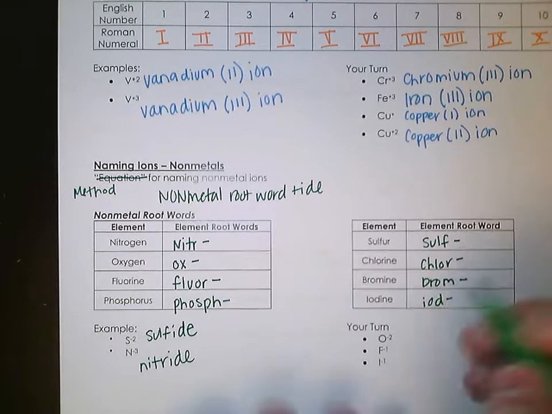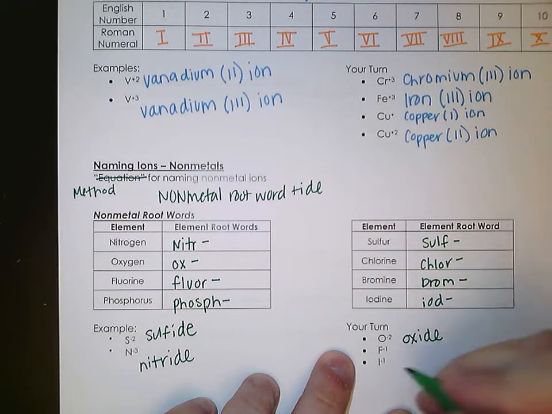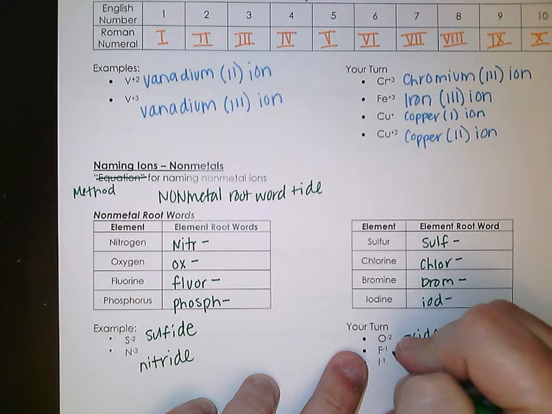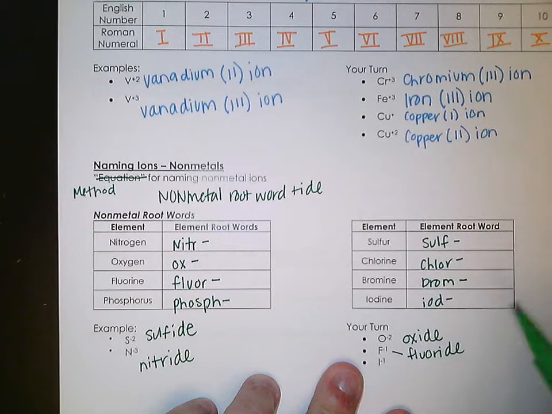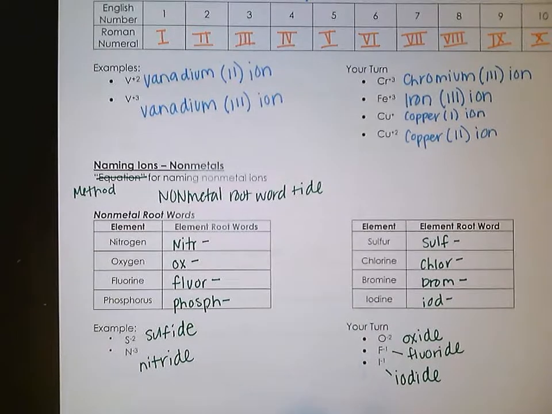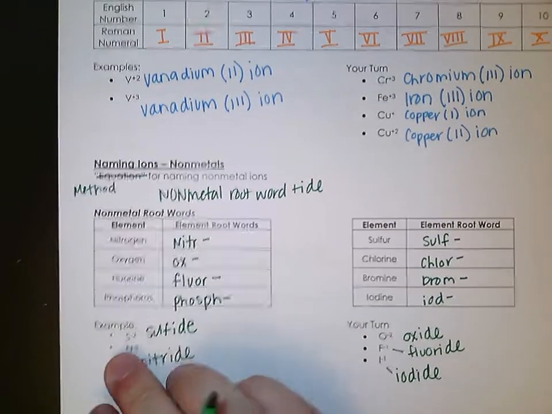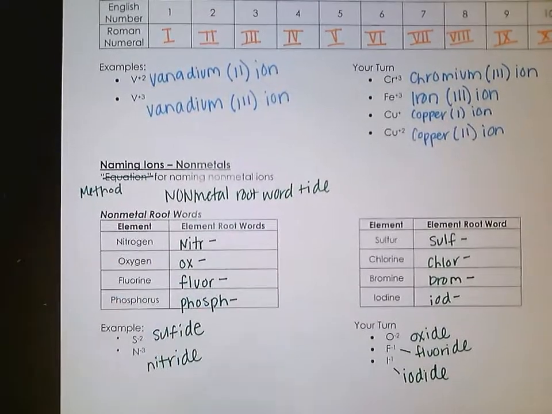Okay, let's give those a look. So we have oxygen here, so I'm going to do my root word of ox, and I'm going to add my IDE. F right here is my fluorine, so it's going to be fluoride. And then my I is iodide, because I have my root word plus my IDE. So that is all for the naming of nonmetals. There's only one type of nonmetal, so you don't have to worry about working with anything else until we get to polyatomic ions. Give those a try.